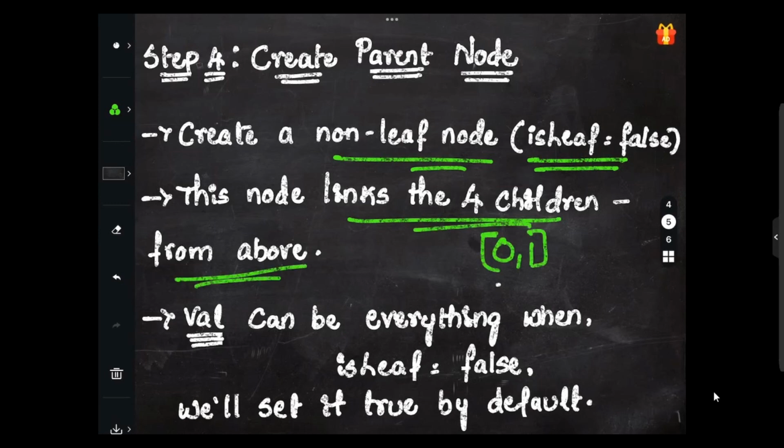Will be going with 0 comma 1 basically. Just for the understanding purpose I have said this one before itself. So here val can be anything. When is leaf equals false, we will set val to true by default, right? So you don't have to worry about this much theory. For now just remember, we will be creating the non-leaf node, that is leaf equals false, and this node links the four children from above, nothing but the root 0 comma 1. Just remember this one, right?